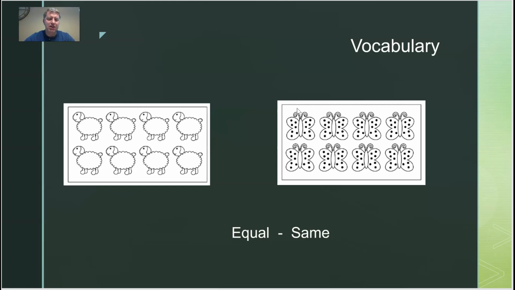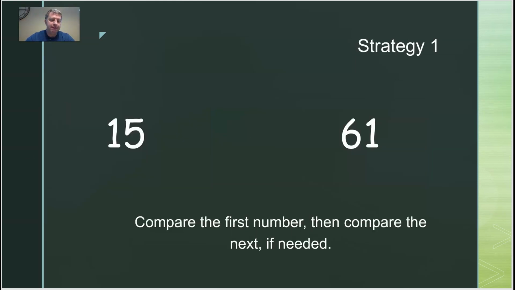So how do we compare double digit numbers? I'm going to show you 2 strategies. So here's the number 15 and here's the number 61. First, we're going to compare how many tens there are. And if those numbers are the same, then we're going to go to the ones number. 10 is a bigger number than just 1. So that's why we start with the tens. The number 15 has 1 ten, and the number 61 has 6 tens. So 61 is the bigger number, and 15 is less than or fewer.